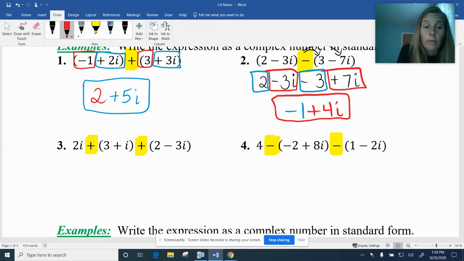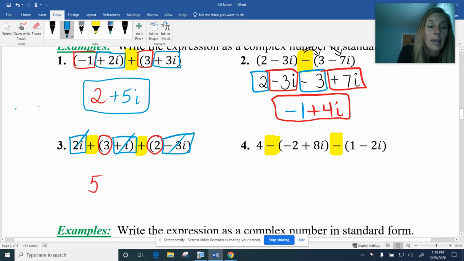So I'm going to start out with my regular numbers. So I have a 3 and a 2, so that's going to give me 5. And then when I go to do my imaginary numbers, I have a 2i and a 1i, which gives me 3i, minus 3i. So then they all end up canceling, and my answer is just 5.